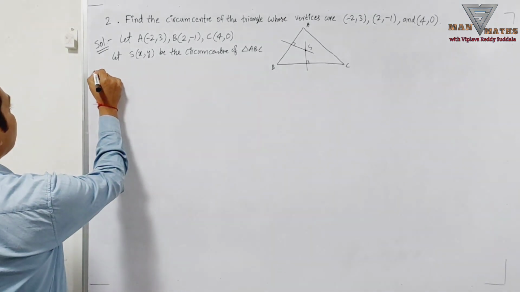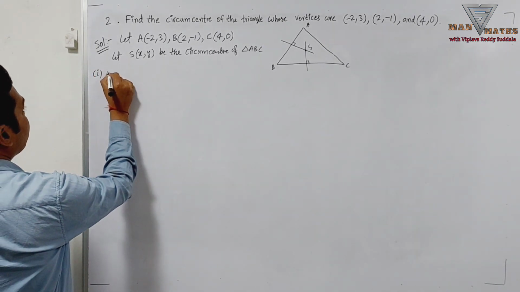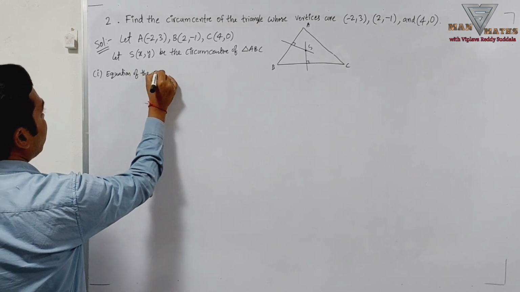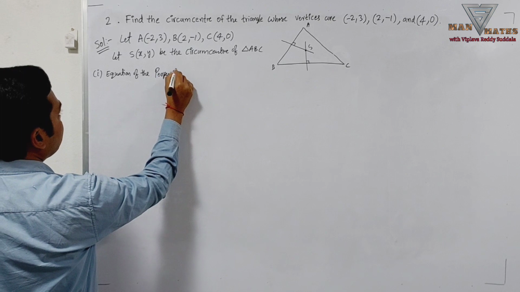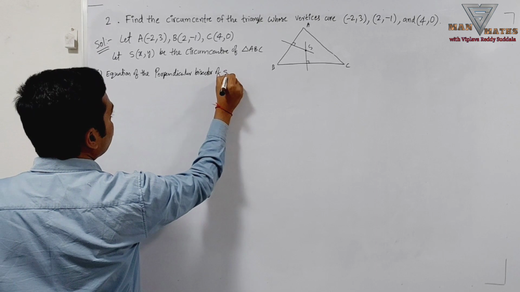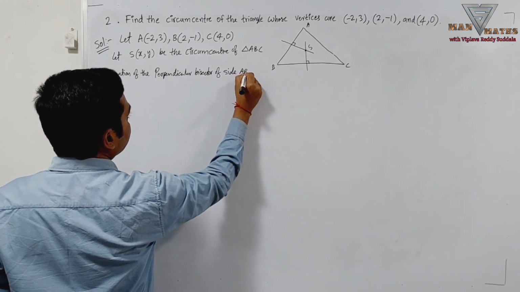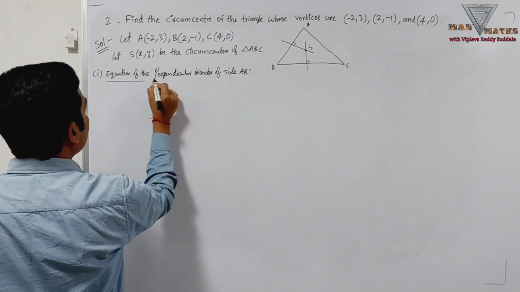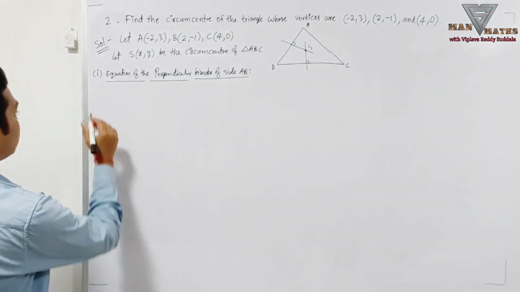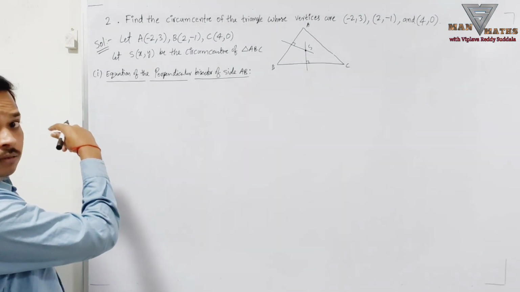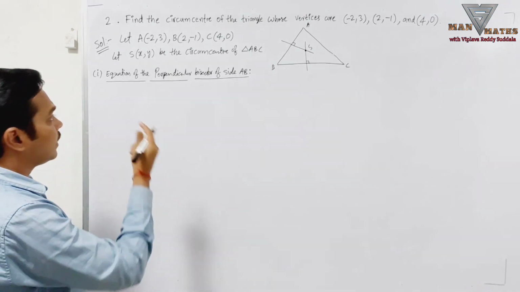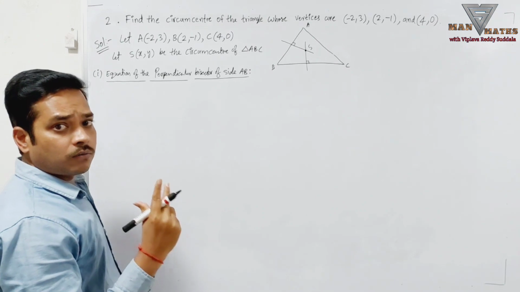Okay, first one: equation of the perpendicular bisector of side AB. First of all, we have to find the perpendicular bisector of side AB by using one formula. This is the second method. In the previous problem we applied the condition SA equals SB equals SC. In this one we are going to apply a shortcut formula.